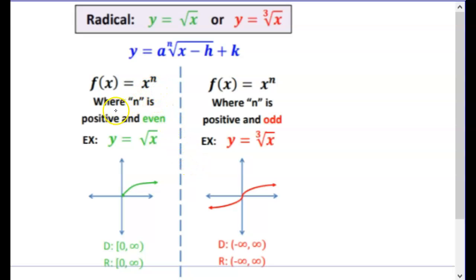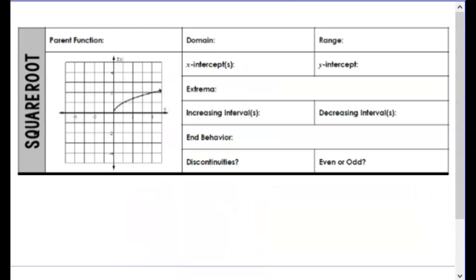Now, this says where n is positive and even, so this would be like a square root or a fourth root or a sixth root will be this shape. If you have a third root, these are the only two parent functions we're really going to talk about, a square root and cubed root, but if you had a fifth root or a seventh root, it would also have negatives, so it would look like this. And then eventually we'll talk about all the transformations you can do with those things. So this would just be y equals square root of x.